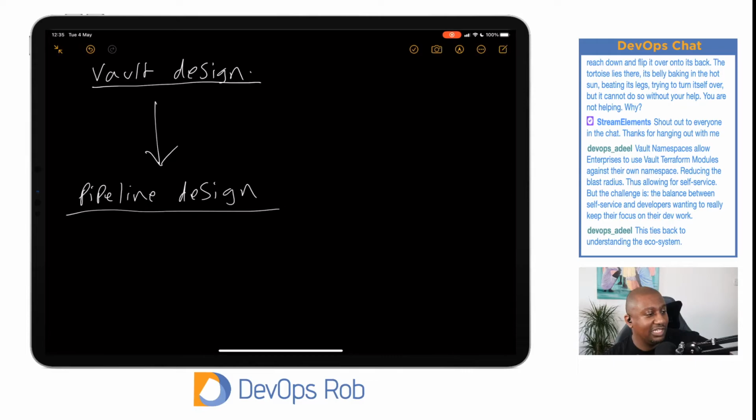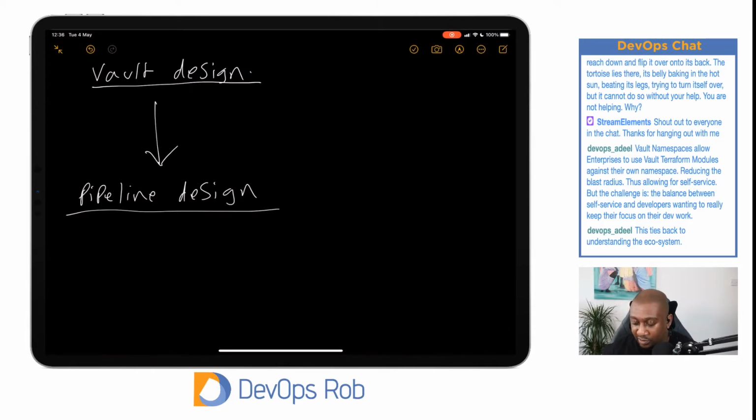So Vault namespaces allow enterprise to use Vault Terraform modules against their own namespaces, reducing the blast radius, thus allowing for self-service. But the challenge is the balance between self-service and developers wanting to really keep their focus on their dev work. This ties back to understanding the ecosystem. Exactly. And I think this is almost tying into what I'm about to talk about next, right? So very good point, DevOps deal.